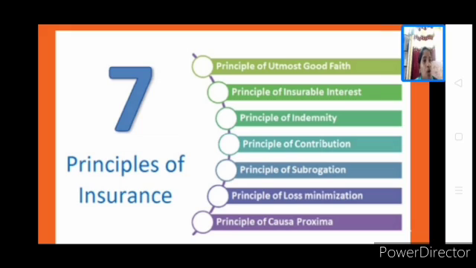That is principle of utmost good faith, principle of insurable interest, principle of indemnity, principle of contribution, principle of subrogation, principle of loss minimization, or it can be principle of mitigation of loss. Okay, then principle of causa proxima. So these are the 7 principles. Please go with these 7 principles. At least try to be familiar with the headings, so that in the next class we'll take up each one of them and discuss these principles.